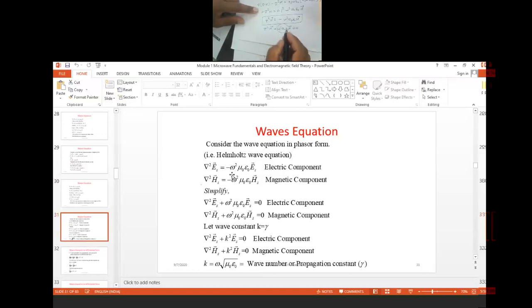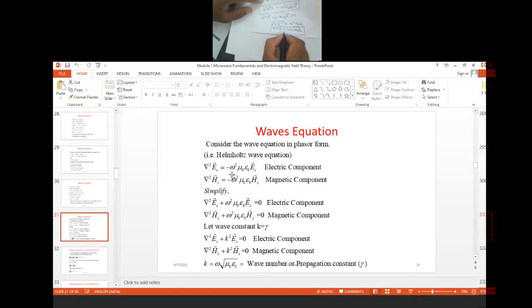Now this complete term, omega square mu 0 epsilon 0, is nothing but k square, the propagation constant. Most books say it is k, the propagation constant. So k square is omega square mu 0 epsilon 0, or you can write k or gamma is equal to omega under root mu 0 epsilon 0. Now this one is your propagation constant.